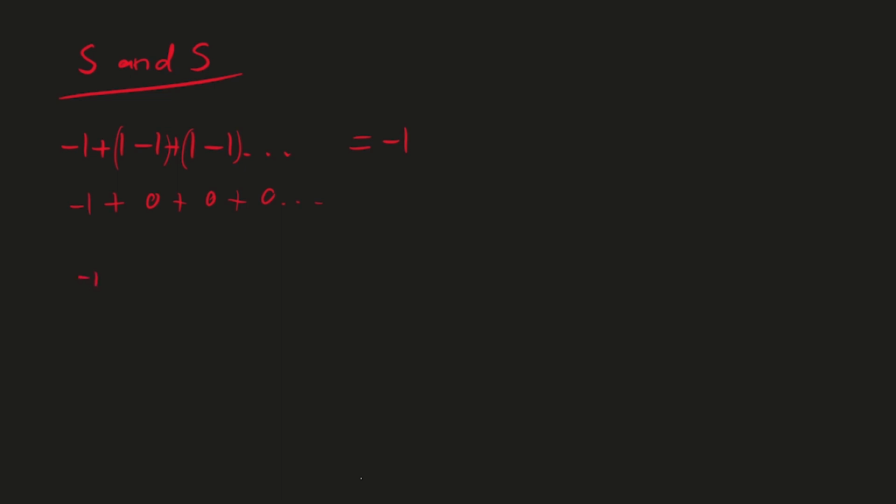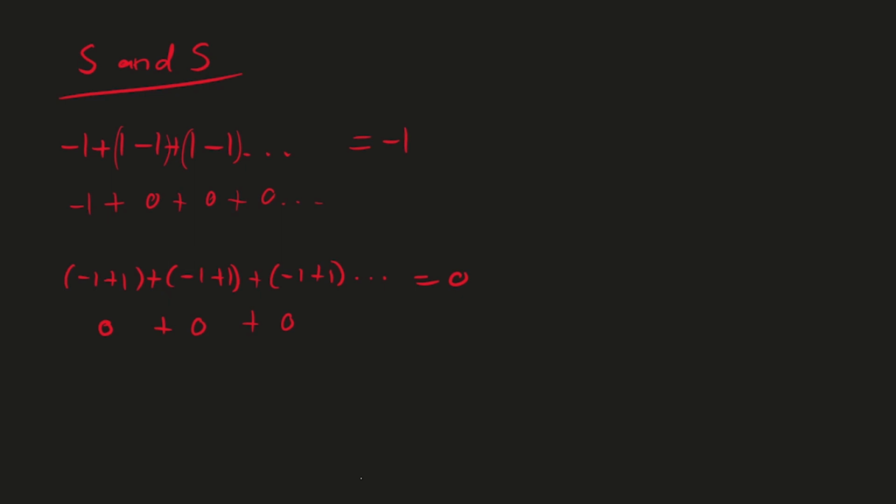But if we group it in this way, -1 plus 1 plus -1 plus 1 plus -1 plus 1, well, that's just 0 plus 0 plus 0. Well, now we've just grouped it in a different way, but still under the finite sense, that would have been a perfectly legal thing to do when we've shown that it converges to 0. And -1 doesn't equal 0 last time I checked, so we've got a problem here.